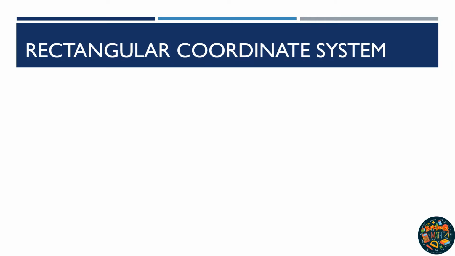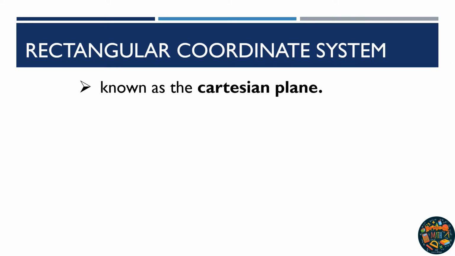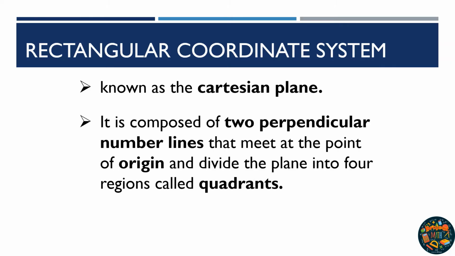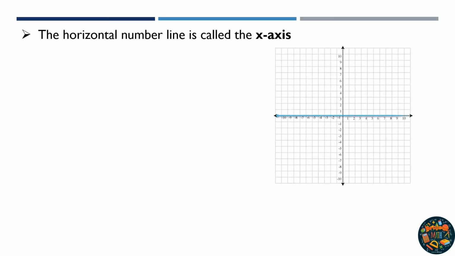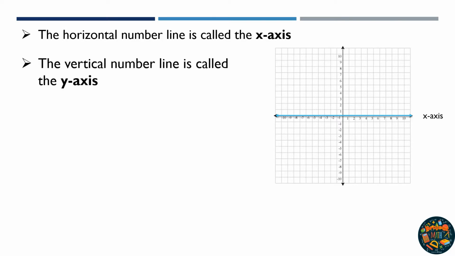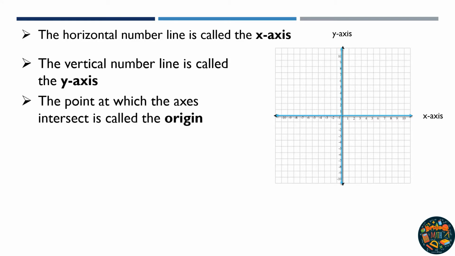So what is rectangular coordinate system? It is known as the Cartesian plane. Rectangular coordinate system is composed of two perpendicular number lines that meet at a point of origin and divide the plane into four regions called quadrants. The horizontal number line is called the x-axis, and the vertical number line is called the y-axis. The point at which the axes intersect is called the origin.